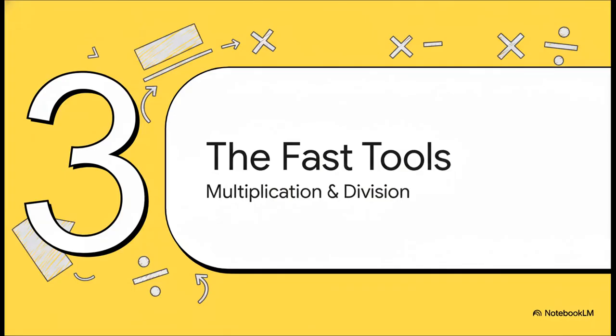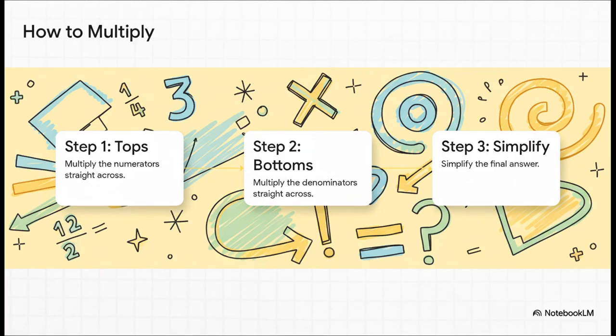Now let's get into the operations. We're going to start with multiplication and division, and trust me, they are way easier than you think. I'm not kidding, multiplying fractions is the easiest one of them all. You literally just multiply the two top numbers straight across, and then multiply the two bottom numbers straight across. That's it. Then, of course, you use that golden rule and simplify.